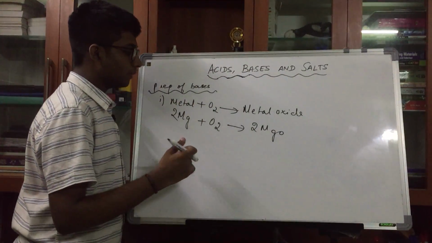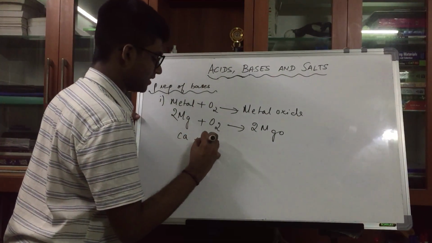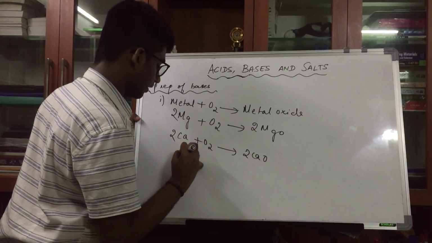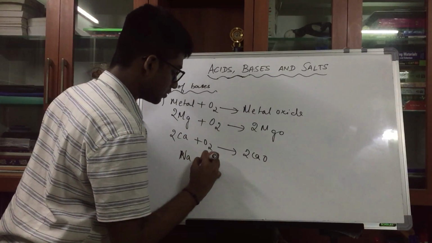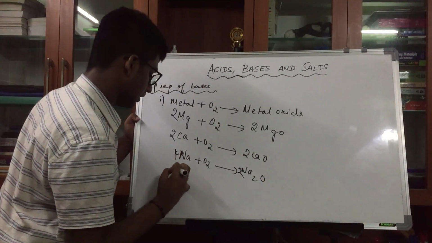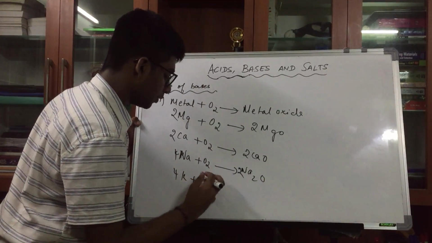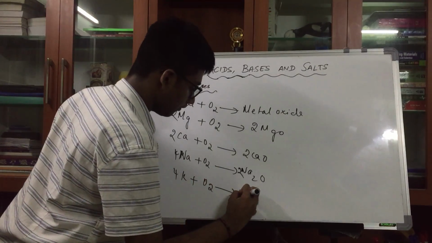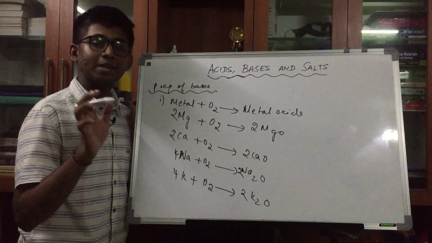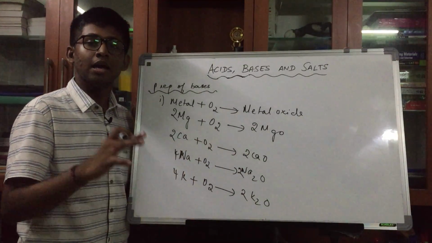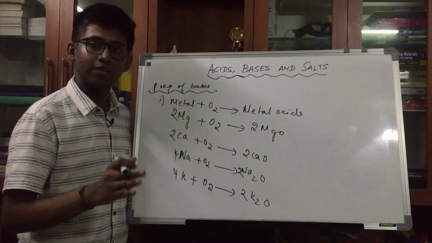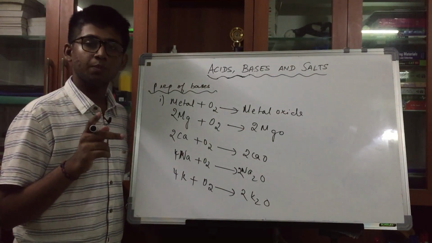Apart from that, you can write other common examples: Ca plus O2 giving you 2 CaO, Na, which is sodium, plus O2 giving Na2O, and 4 units of potassium plus oxygen giving 2 K2O. All these are oxides which have O2 minus as their anion, and you know how they are formed. A metal plus oxygen will give you an oxide, which is the base. This is the first way in which you prepare bases.